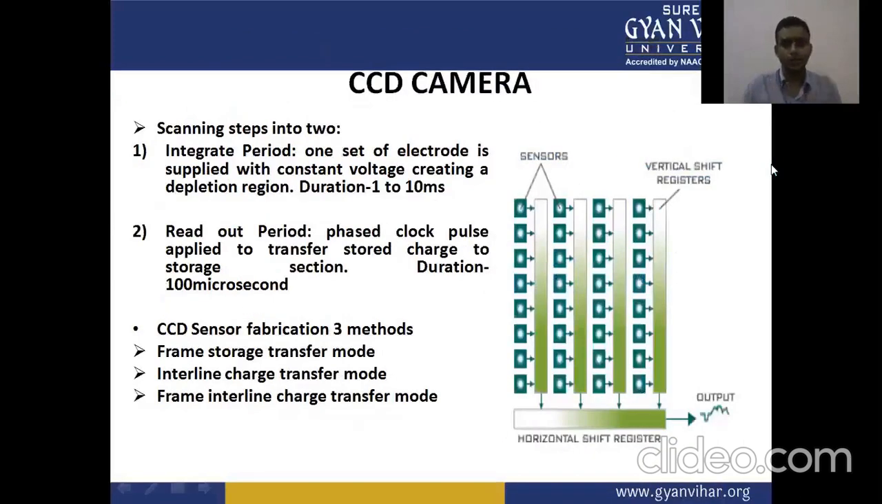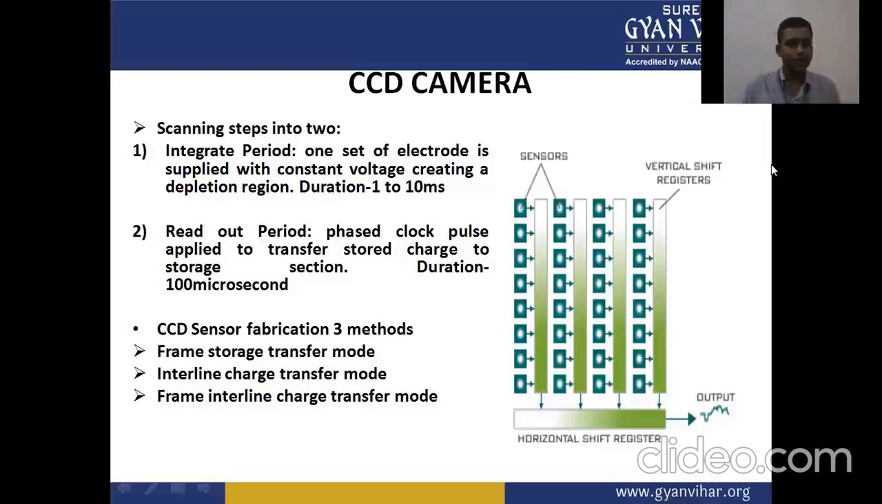In the CCD camera, we have the sensors, vertical shift register, horizontal shift register, and output. This is the image of the CCD camera, and the sensors are arranged with the vertical shift registers. Sensors are connected with the shift register, and the horizontal shift register is connected with the vertical shift register. Scanning is divided into two steps. In the integrate period, one set of electrodes is supplied with a constant voltage, creating a depletion region, with a duration of 1 to 10 seconds. Then a clock pulse is applied to transfer the stored charge to the storage section, with a duration of 100 microseconds.